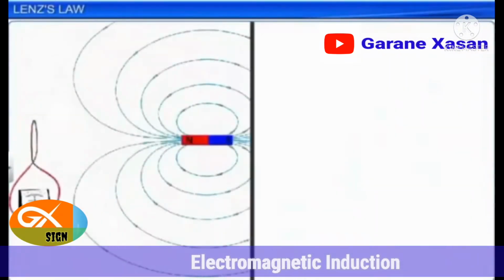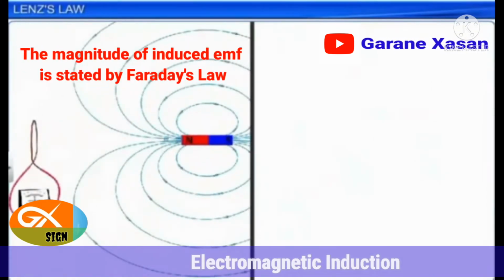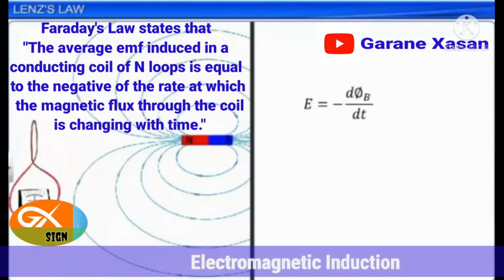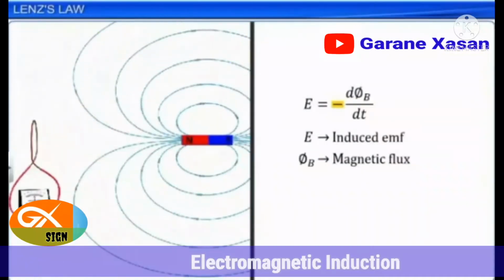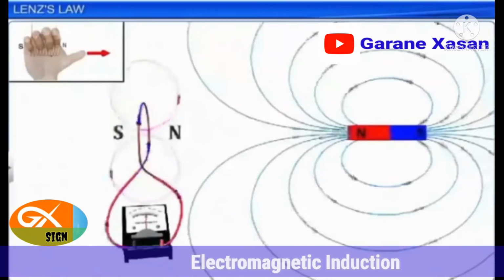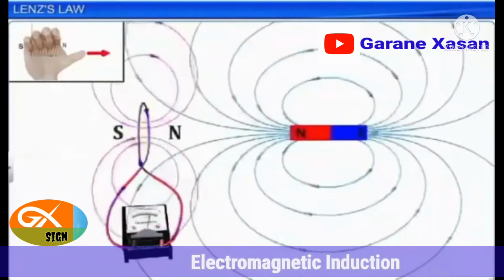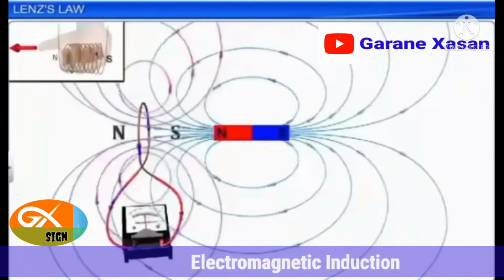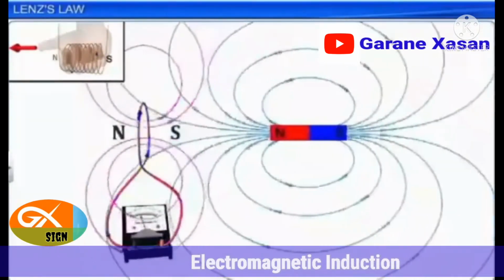The magnitude of the induced EMF is given by Faraday's law, which is E equals minus d phi B divided by dt, where E is the induced EMF in the coil and phi B is the magnetic flux. The negative sign in this equation represents the effect as stated in Lenz's law. Let us look at Faraday's experiments and apply Lenz's law to them, to identify the polarity of the induced EMF and the direction of induced current in the coil.